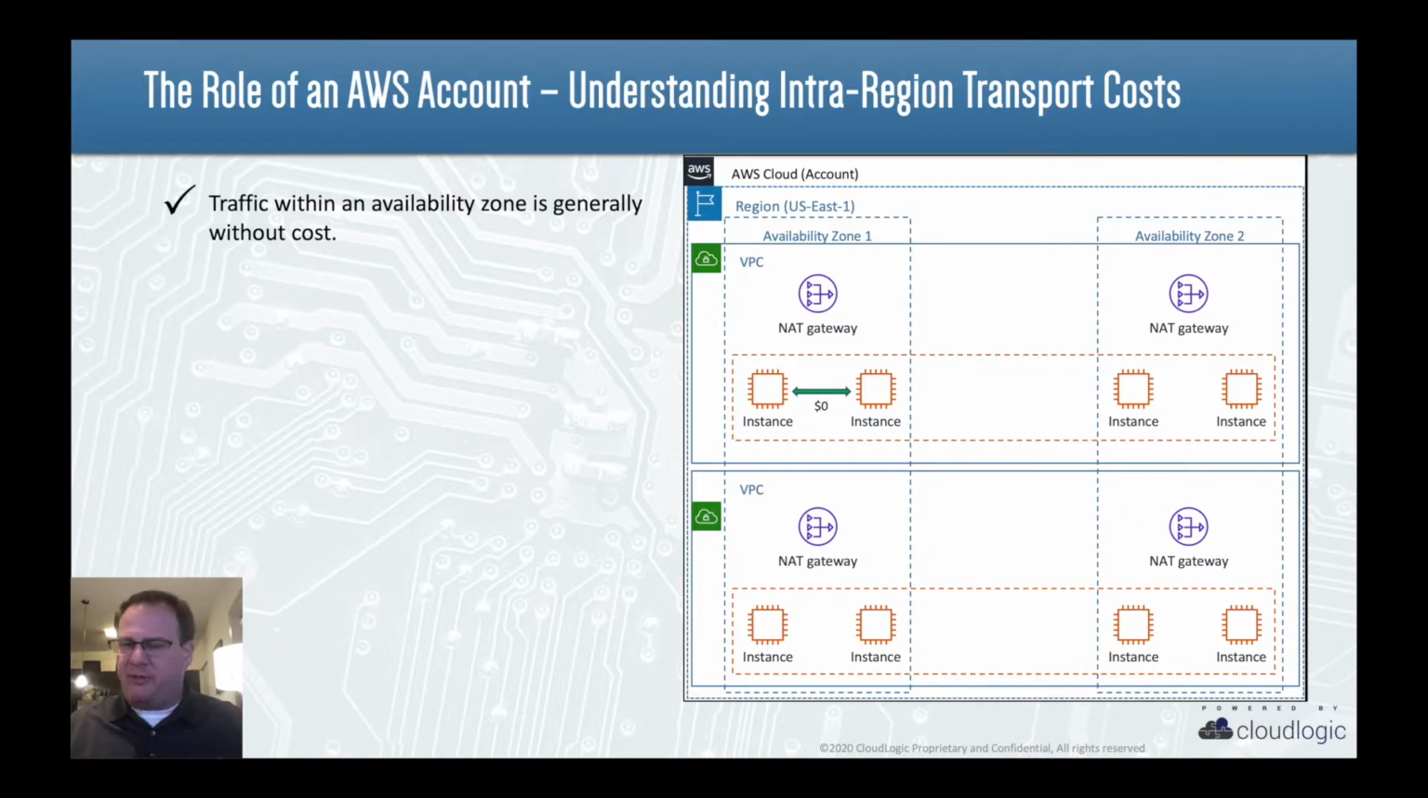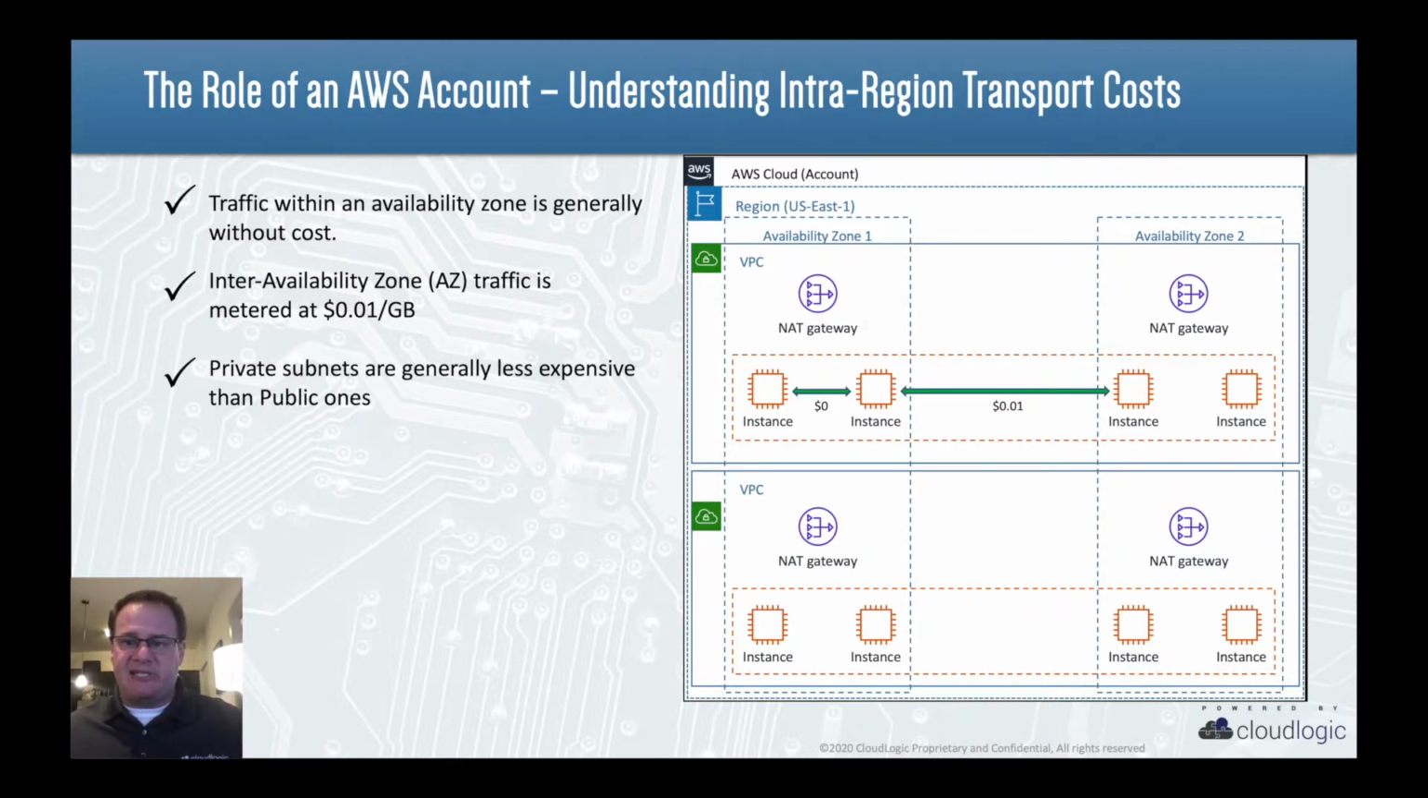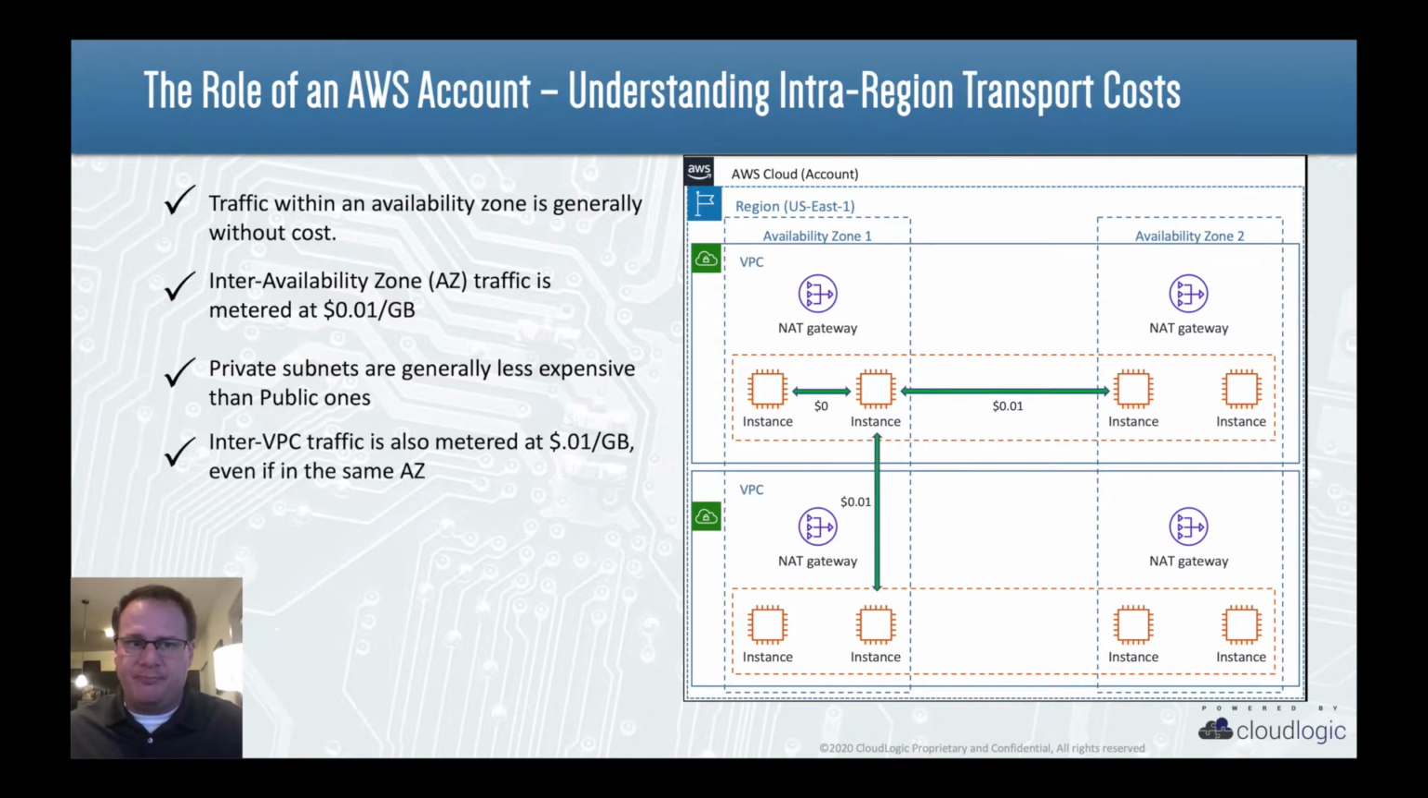It's also important to note that this pricing assumes private subnets. Public subnets that leverage elastic IPs can roughly double these costs compared to North American prices. Now, traffic that crosses AZs, but within the same VPC, is metered at 1 cent a gig. Surprisingly, traffic within the same AZ but crosses VPCs is also metered at 1 cent a gig.